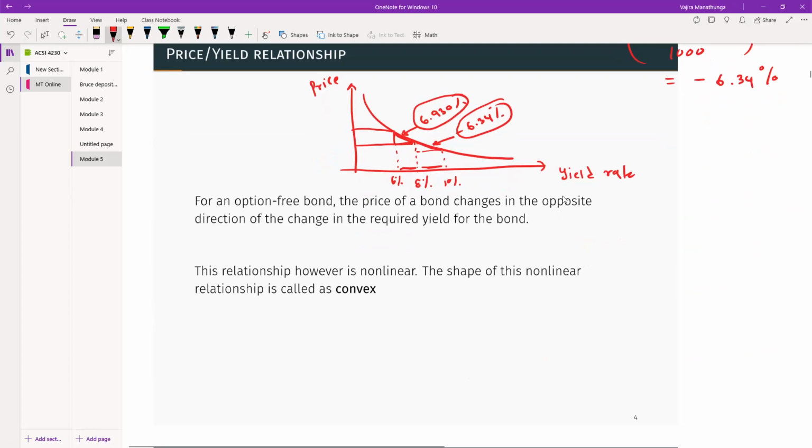Okay. So the relationship is nonlinear. The shape of this nonlinear relationship is called convex. So this graph is a convex graph.